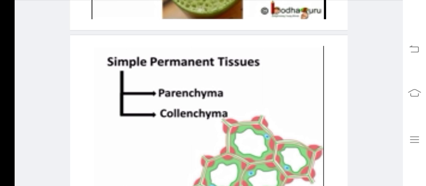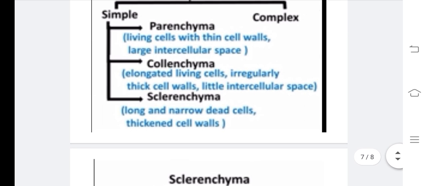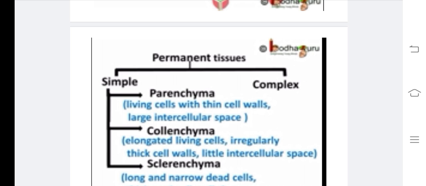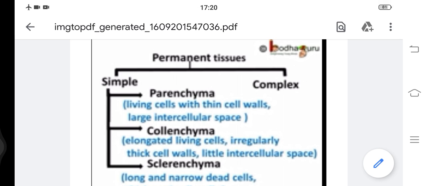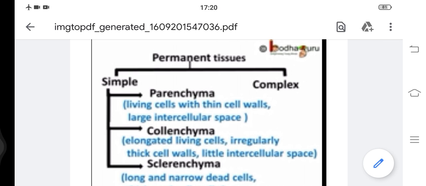One is parenchyma, children. Another one is collenchyma. Okay. And one more is sclerenchyma. I hope you understand, children. See here. Permanent tissues are classified into simple permanent tissues and complex permanent tissues. What are simple permanent tissues? First one is parenchyma. Okay. And collenchyma. Another one is sclerenchyma.